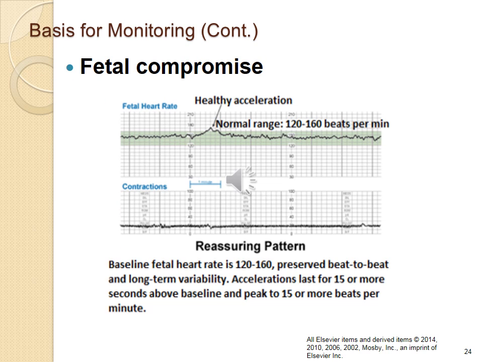Goals of intrapartum fetal heart rate monitoring are to identify non-reassuring patterns indicative of fetal compromise. Non-reassuring fetal heart rate patterns are associated with fetal hypoxemia. If uncorrected, they can progress to fetal hypoxia. Baseline fetal heart rate is 120 to 160. Preserved beat to beat and long-term variability. Accelerations last for 15 or more seconds above baseline and peak to 15 or more beats per minute.